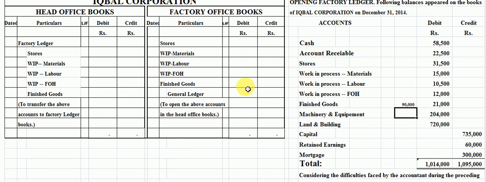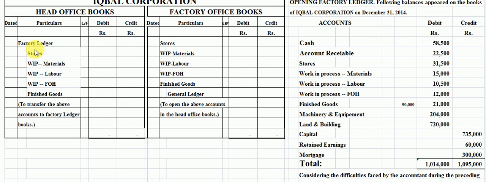Students, for this purpose, in the given accounts, we have to separate the factory accounts which appeared in the head office. These accounts have to be transferred to the factory office books. For this purpose, we have to maintain two books, like head office books and factory office books, separately.